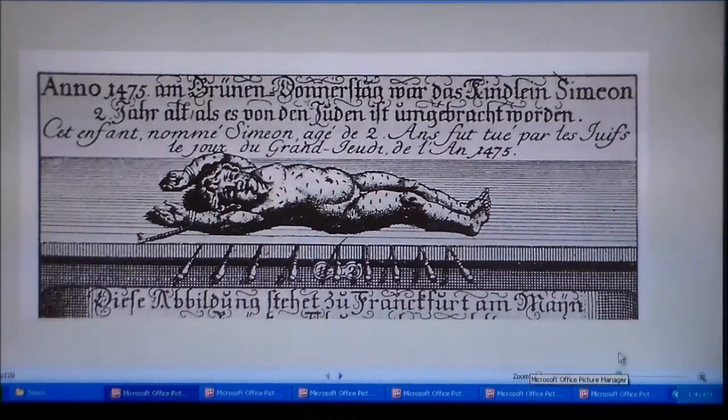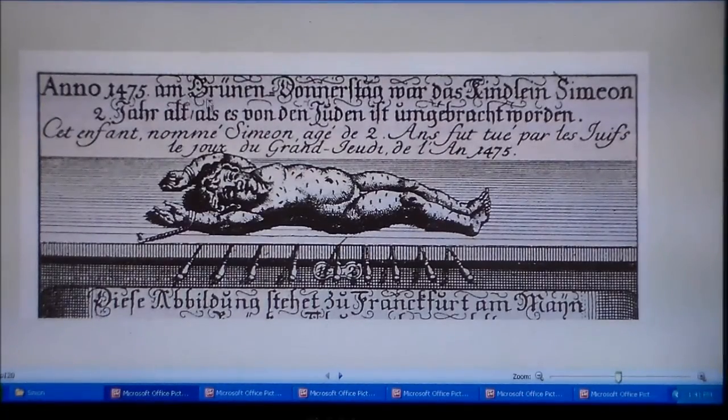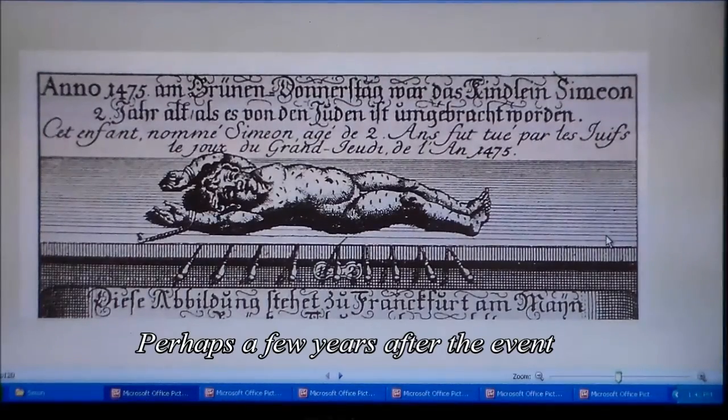I'm going to begin by showing this picture taken from Encyclopedia Judaica, Volume 3, page 120. Anno 1475 a.m., I guess this means morning. Brunnen, Donnerstag. Donnerstag is Thursday, and I believe this means Holy Thursday, which is the Thursday before Good Friday, before Easter / Passover. Kindling, the child Simon, 2 years old, is put to death by the Jews. See right here, Juden, all right? And I believe this picture is probably drawn after the fact. I'm not sure where it came from or who actually drew it.